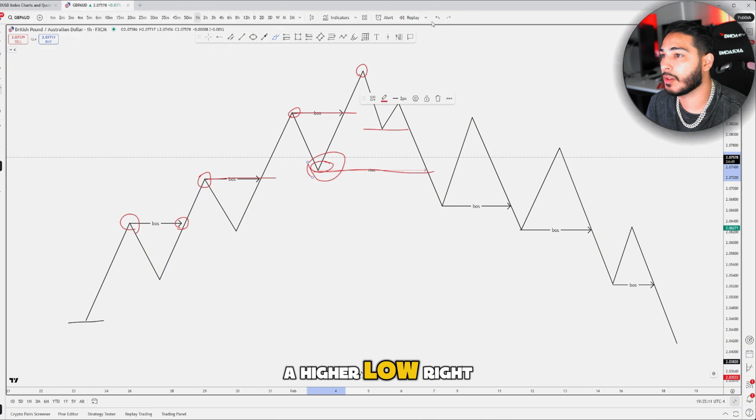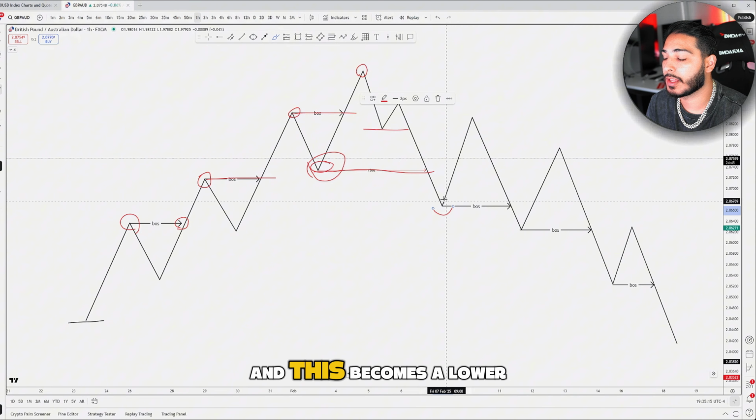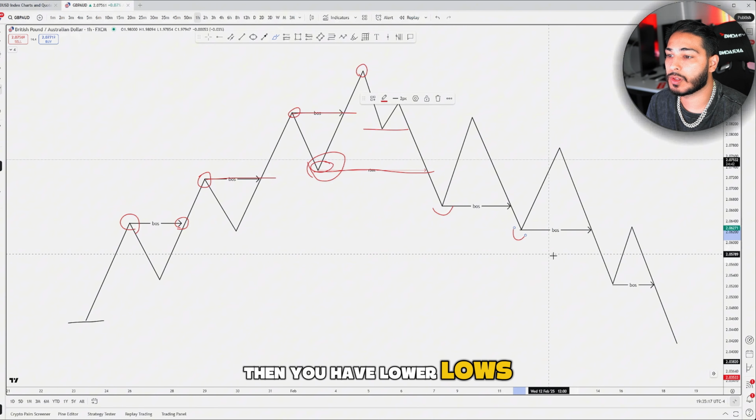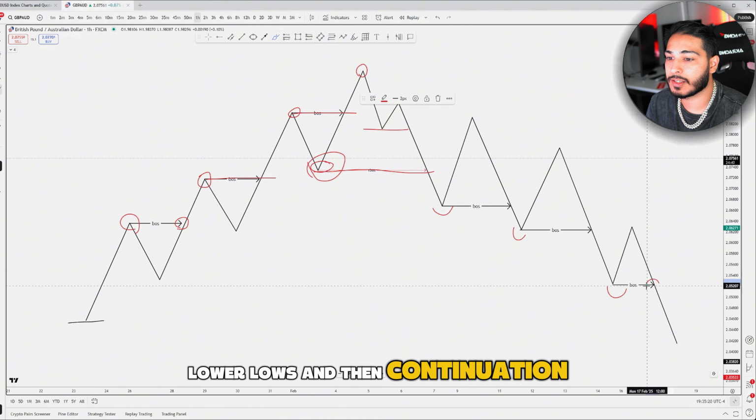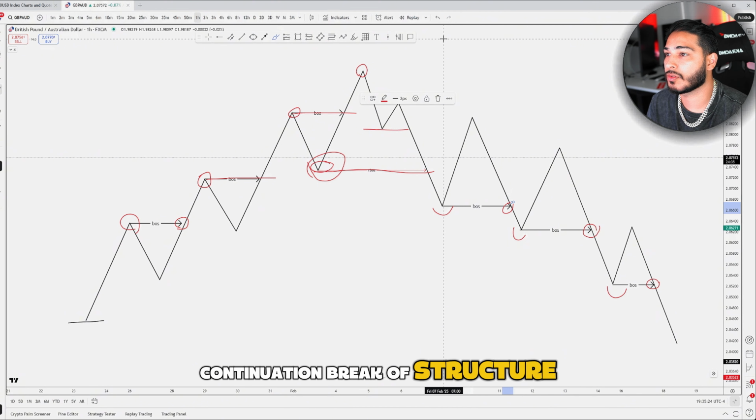Right here, this is a higher low, right? It comes down and puts in a new low, and this becomes a lower low, and you have lower lows, and then continuation breaks of structure, continuation breaks of structure.